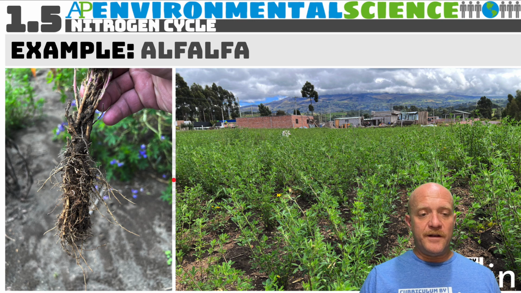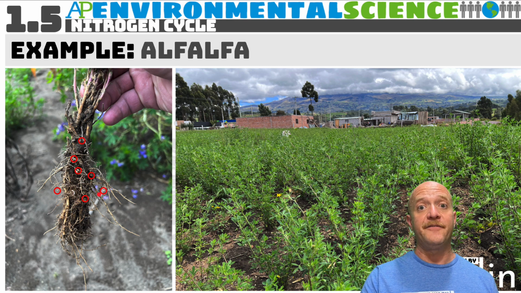So alfalfa is one of the plants that is a nitrogen fixer. This was taken in Ecuador when I was there this past summer. And if you look on the plant, you'll see these little tiny nodules, and this is where the bacteria live. So you can see these little tiny dots in there, and again, that is where the rhizobium bacteria live and convert the atmospheric nitrogen into ammonium.